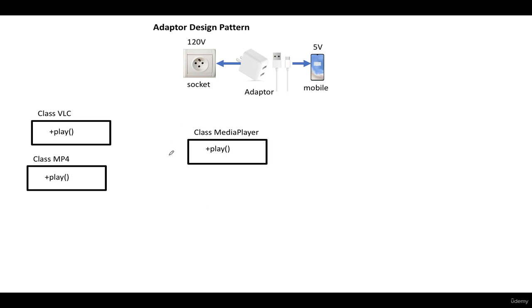So in this scenario we use the adapter design pattern. Basically we use the adapter between these classes and this media player. By using this adapter interface, this media player can use the VLC and MP4 classes and can play the VLC and MP4 files. This adapter design pattern is used in many places in SDK software when we need to support some library in our system.